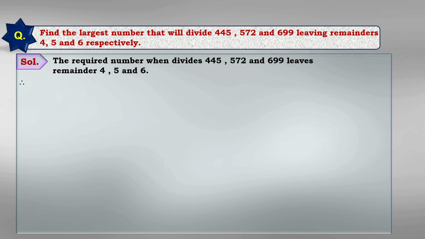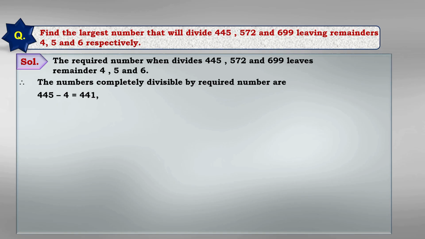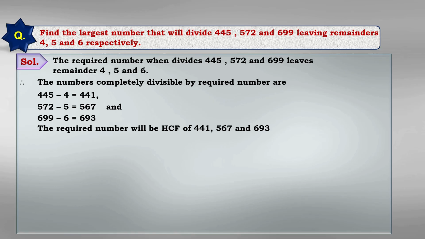From 445, subtract 4. We get 441. From 572, subtract 5. We get 567. From 699, subtract 6. We get 693. Now, the required number must exactly divide 441, 567, and 693. So, the required number is the highest common factor of these three numbers. Let us find the highest common factor.